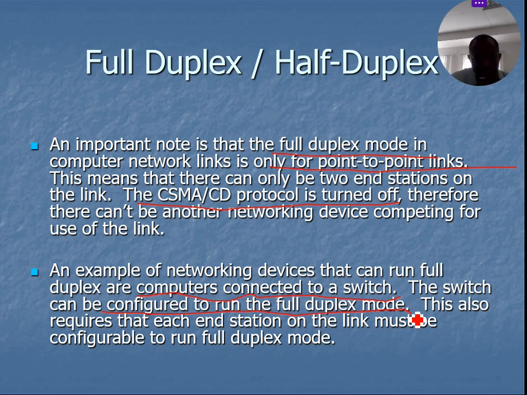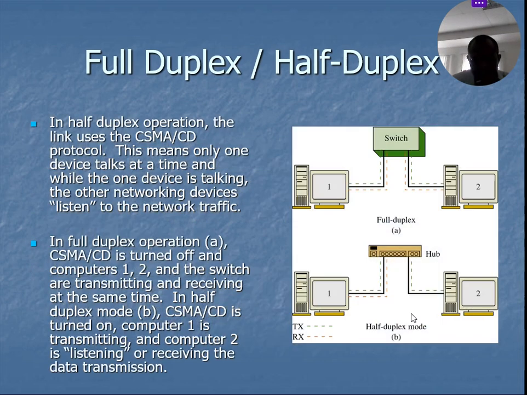However, this also requires that each end station of the link must be configurable to run full duplex mode. The computer must be configurable to run full duplex mode; it must not be like very old computers of the 2000s. You have to buy modern computers with the capabilities, speed and storage. So both devices that have established that link must be able to run, or be configured to run, in full duplex mode.